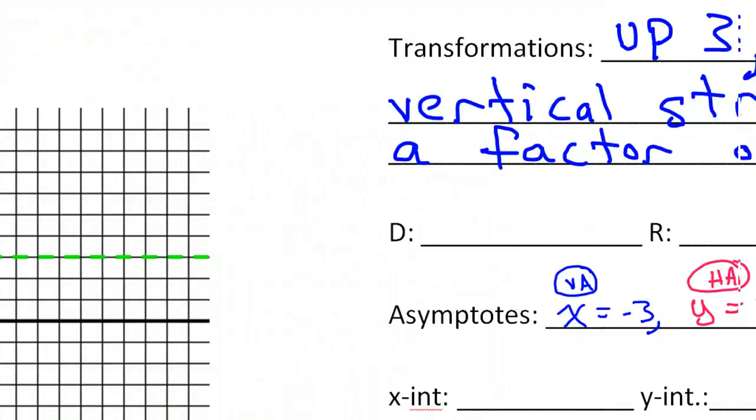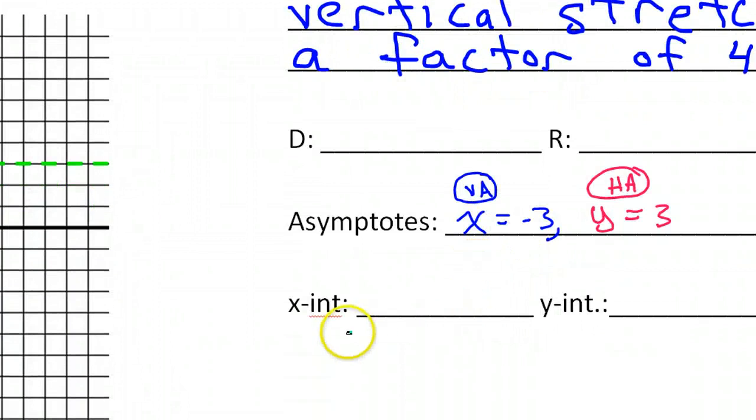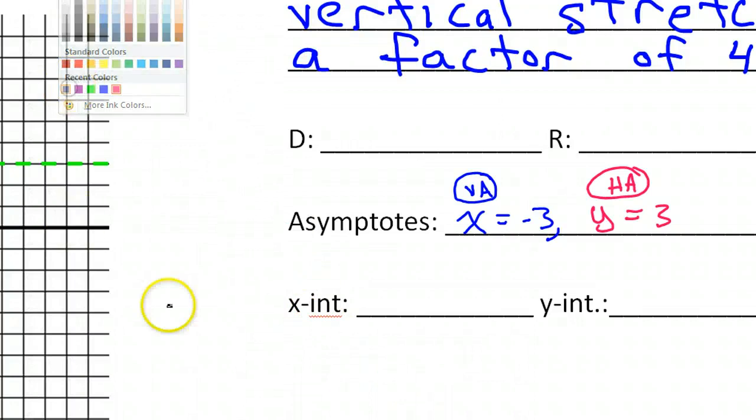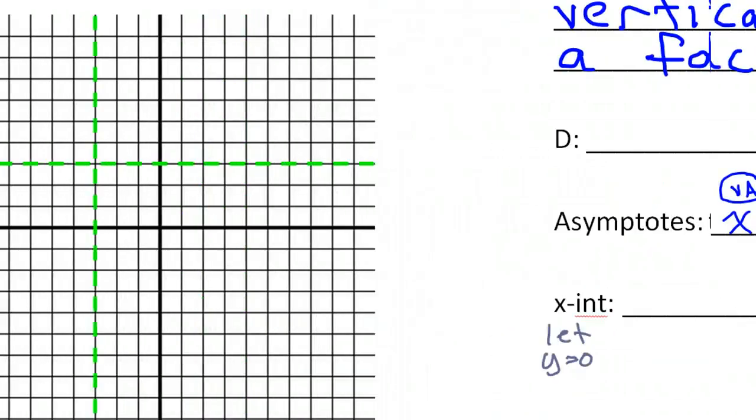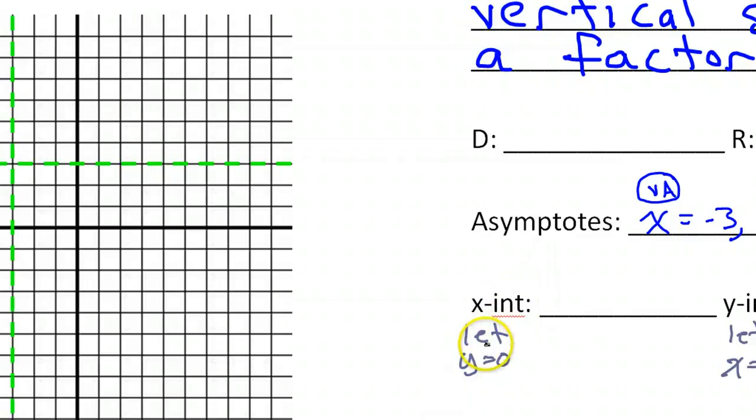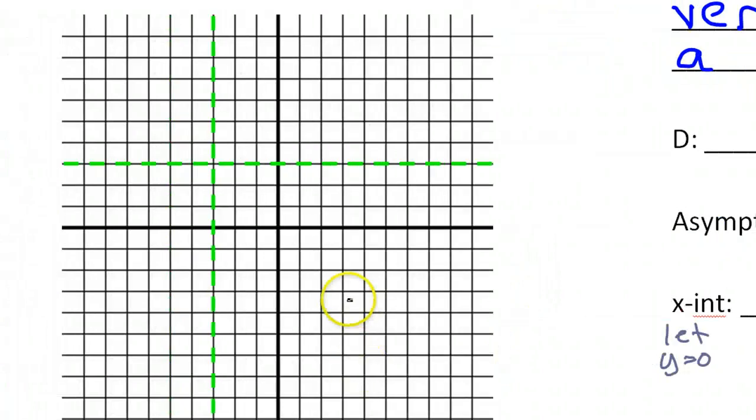Once we got that, we can start talking about the x-intercept and y-intercept. Now in general, if you want to find the x-intercept, you let y equal 0. If you want the y-intercept, you let x equal 0. In other words, for the x-intercept, plug in 0 for y. For the y-intercept, plug in 0 for x. So that's what we're going to do. For the x-intercept, let's plug in 0 for y and see what happens.